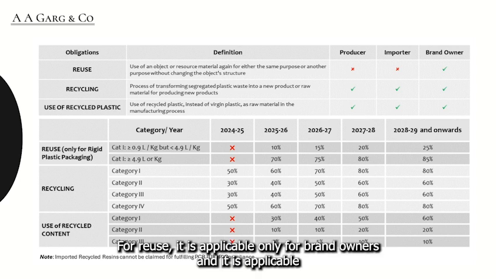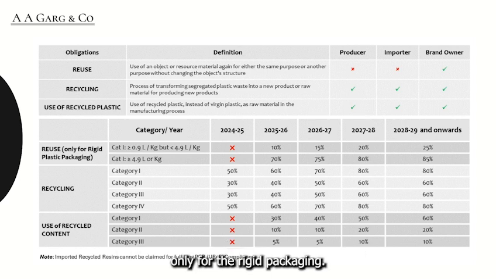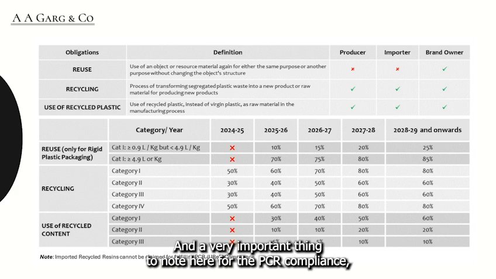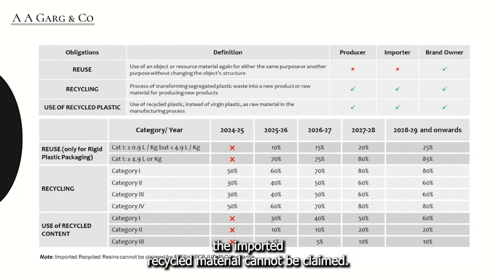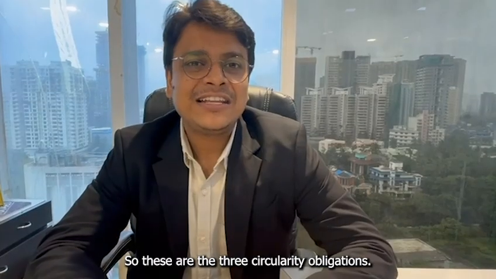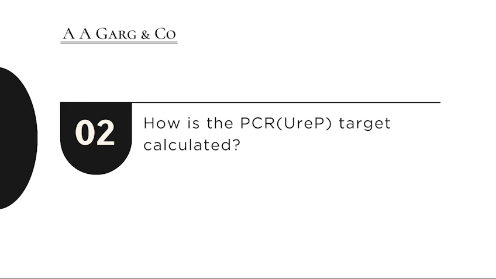For reuse, it is applicable only for brand owners, and only for rigid packaging. And a very important thing to note here: for the PCR compliances, the imported recycled material cannot be claimed. So these are the 3 circularity obligations.